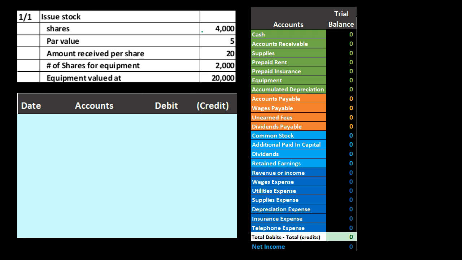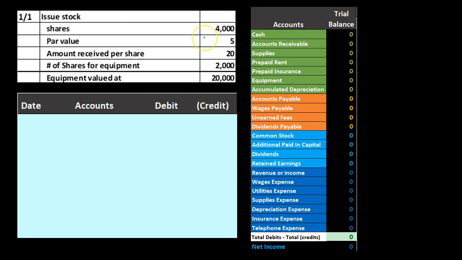The owners of the company are putting money into the company through the company issuing stock in order to represent that ownership within the company. We could do that either by receiving cash within the company or something other than cash, such as equipment.